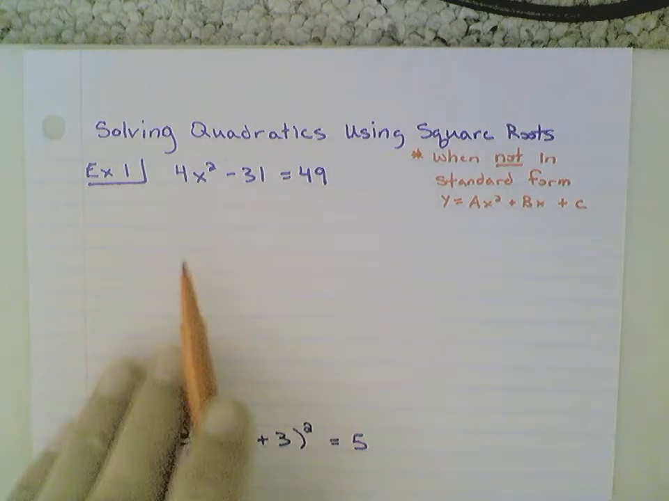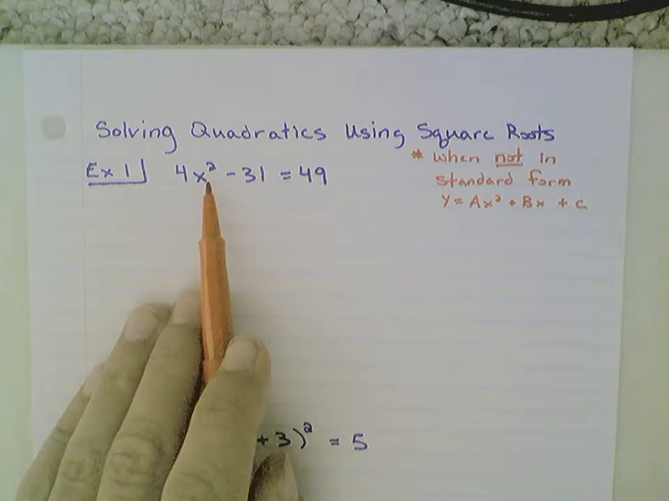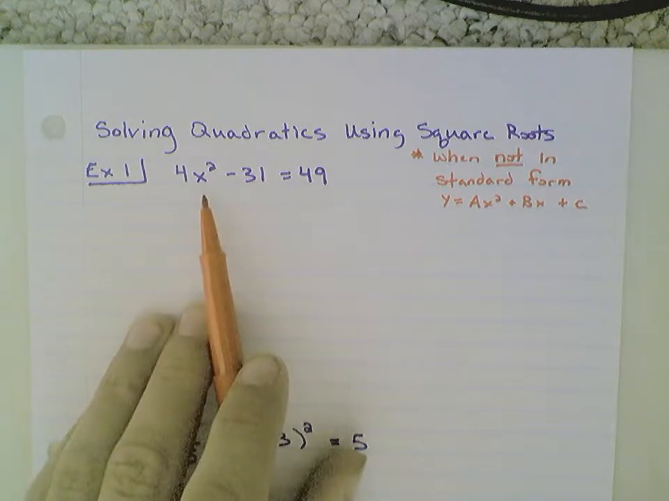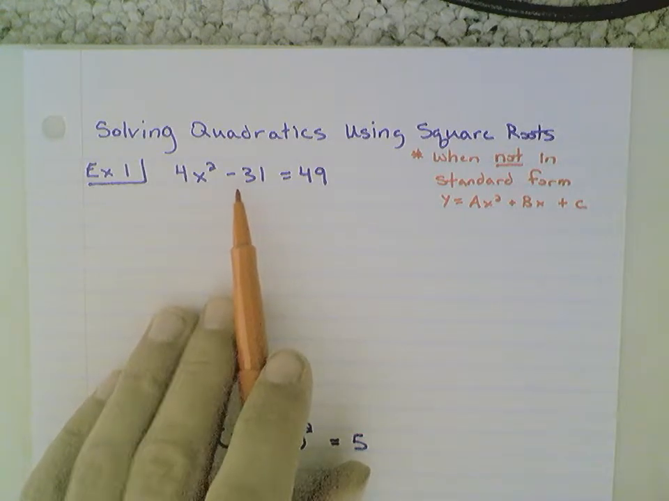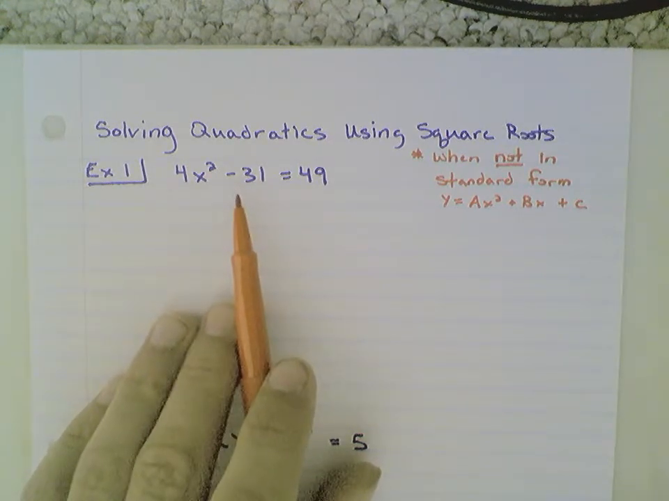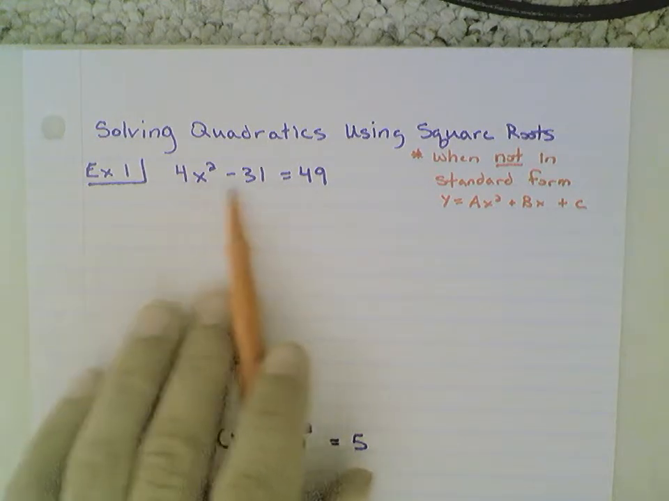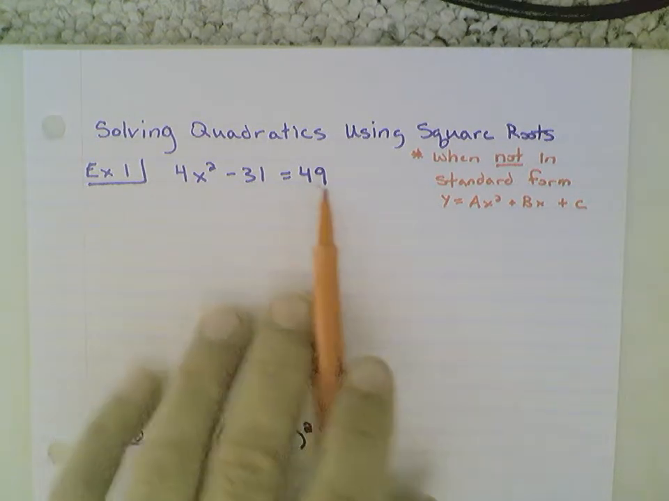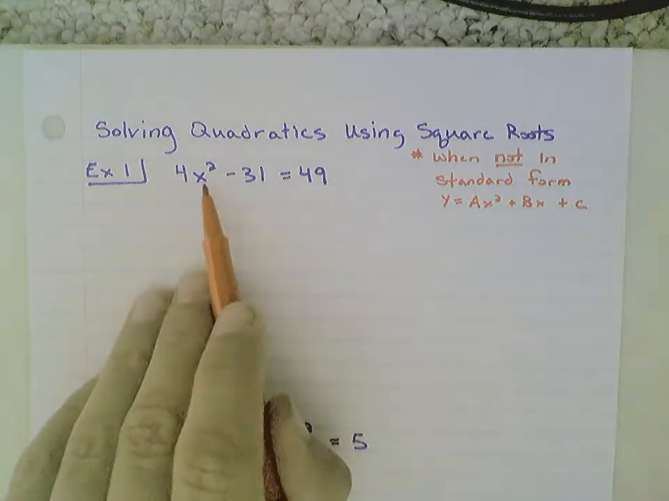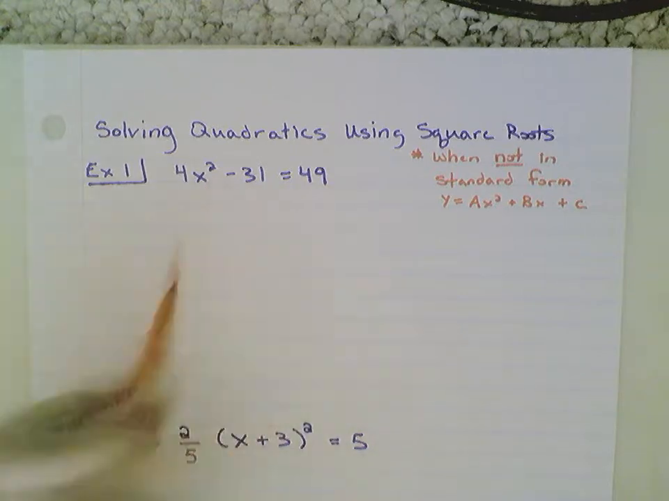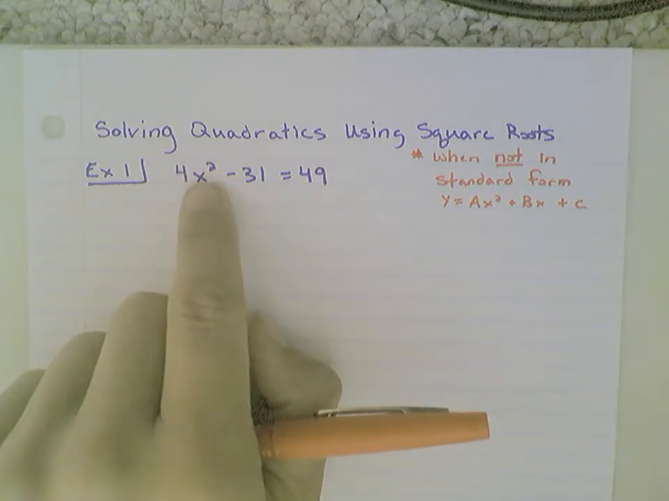So for instance, if I look at example 1, you'll notice that I have an x squared, but I don't have an x, so I'm in non-standard form. So I can use solving quadratics by square roots in this problem. The first thing we want to do anytime we're given a problem in non-standard form and we're going to solve it using square roots is get the stuff being squared by itself. So right now I have this x squared here. I want to get that by itself.